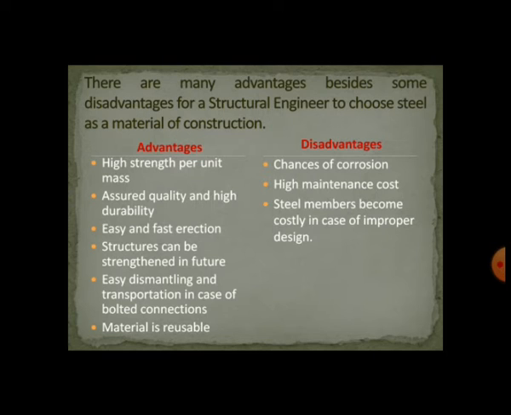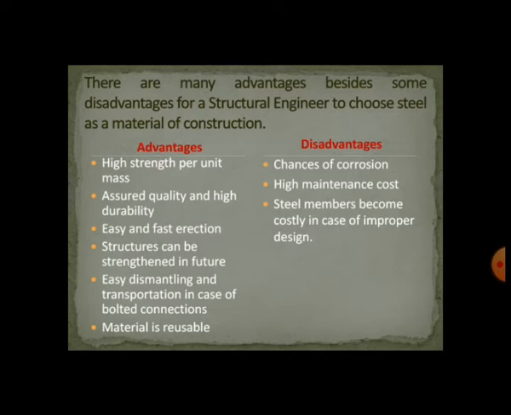Easy dismantling and transportation in the case of bolted connections. Bolted connections are the type of connections where you can remove them easily by unscrewing them, and these elements can be transported to other locations and again erected there with bolted connections. This might be difficult in the case of welded connections, but bolted connections have this flexibility. Material is reusable. Steel material can be reused for other purposes by melting it and molding it into another shape. So this is one of the advantages.